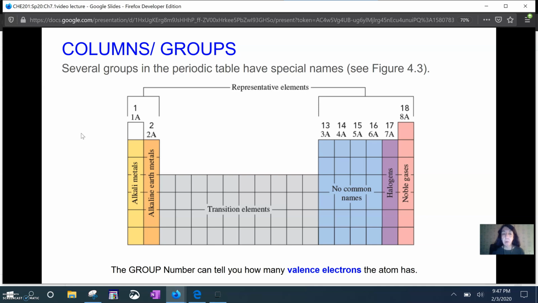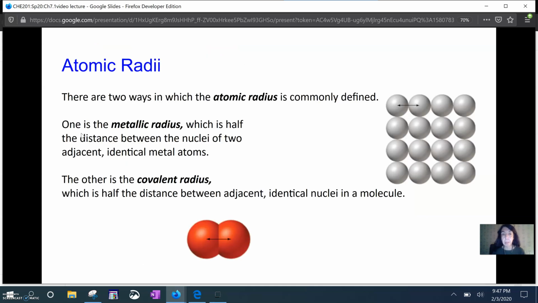The earth metals are in group 2, with 2 valence electrons. Then you go to the other side. The noble gases have 8 valence electrons. The halogens have 7 valence electrons. And groups 3, 4, 5, and 6 have respectively those numbers of valence electrons. So the group number can tell you right away how many valence electrons the atom has.